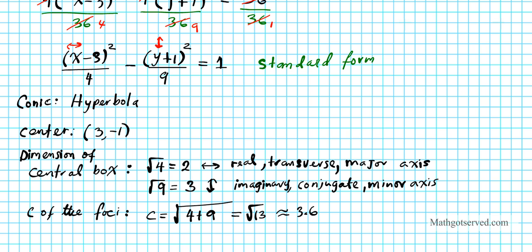So which direction does C go? Well, C goes in the direction of the real axis, not the direction of the conjugate axis. So since it goes in the direction of the real axis, C is going to be going side to side.